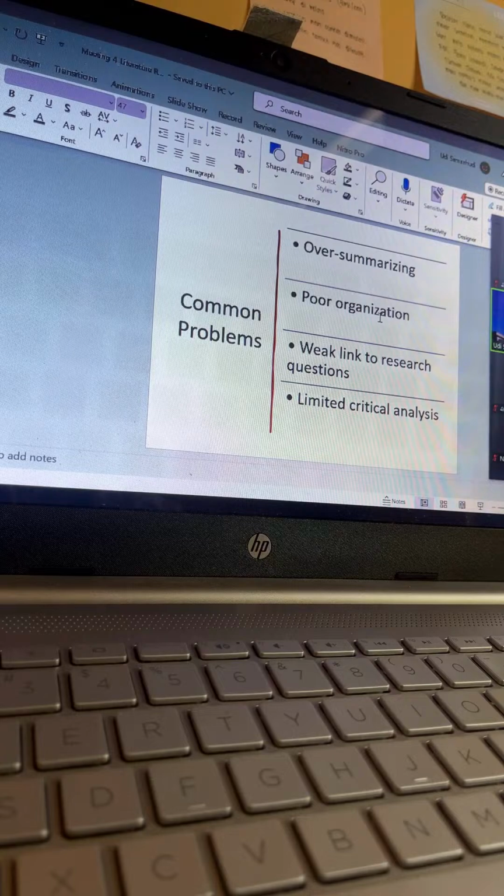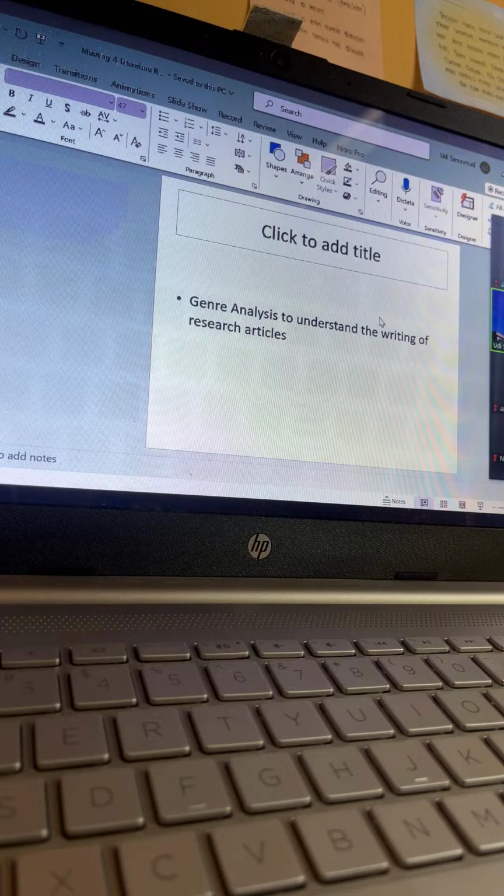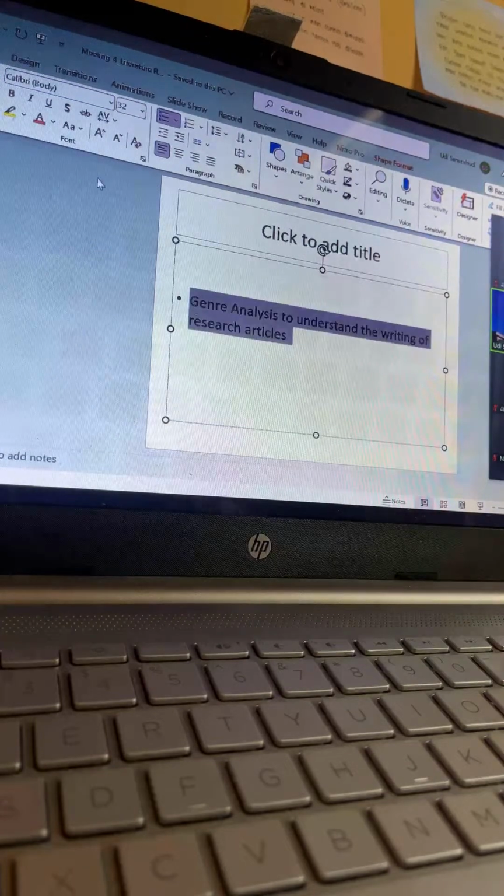Genre, all right, genre, and so on. You can read about weak links to the research question and limited critical analysis. And I believe you have a lot of questions in mind about literature review writing. But what I can highlight is that in order to understand the writing of each section in a research article, including the literature review, do genre analysis. This is what I basically want you to do, so you can do it independently.